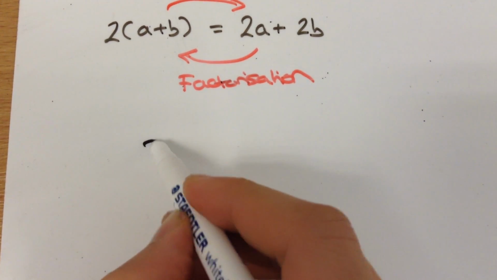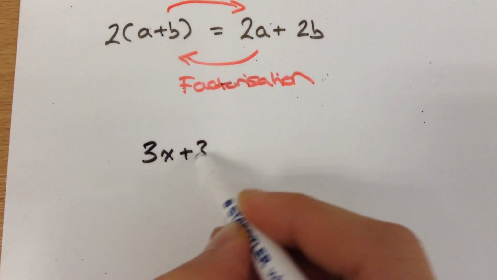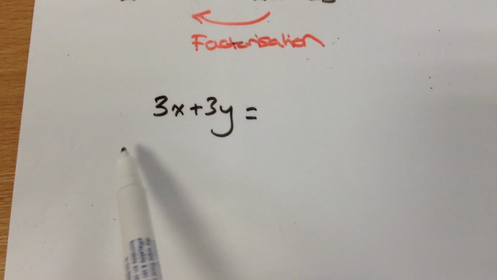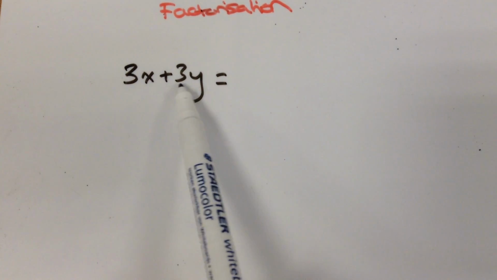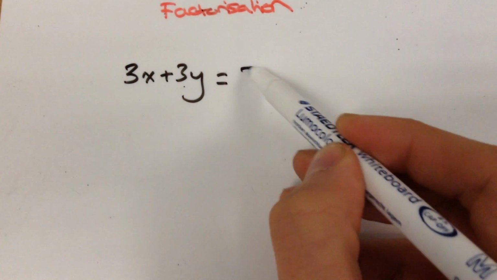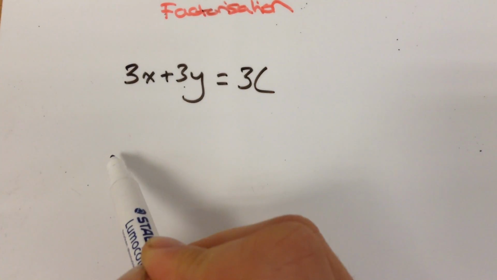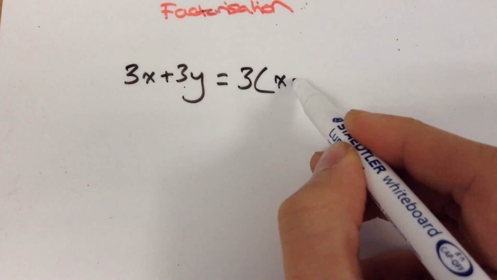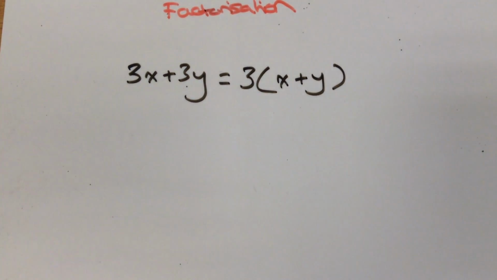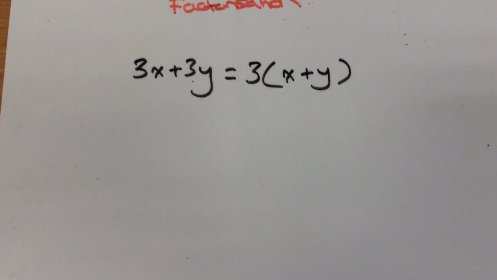So if I have something like 3x plus 3y, you should easily see that what is common between the two terms is a 3. So I'm going to take the 3 out, outside the bracket. Once I've taken the 3 out of both of these terms, what I have left is simply an x plus a y. And that is factorization.